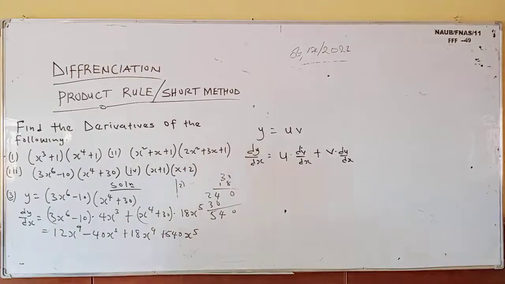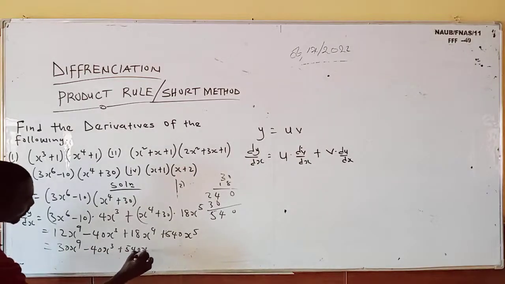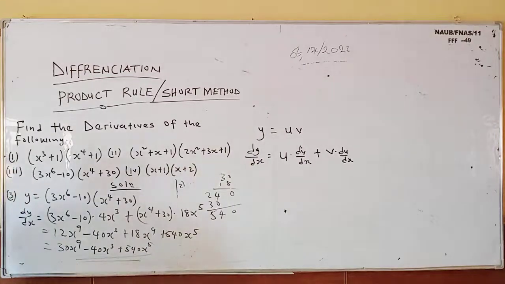540s to the power of what? 5. Is there anything we can add together? Yes, we can add this and this together. 12s to the power of 9 plus this. That is if we add this to this, 18 plus 12. What are we going to get? That is 30. That is 30s to the power of 9 minus 40s to the power of 3 plus 540s to the power of what? 5. So this will be our final answer for this. How we get this?